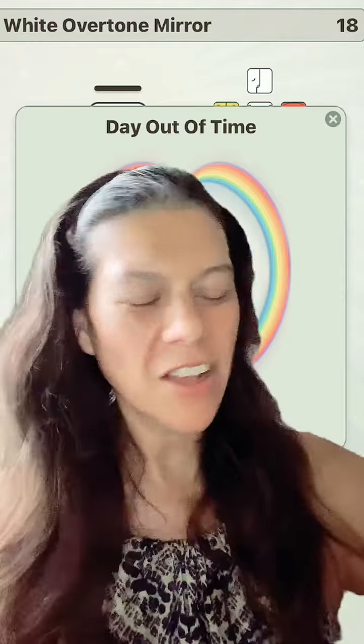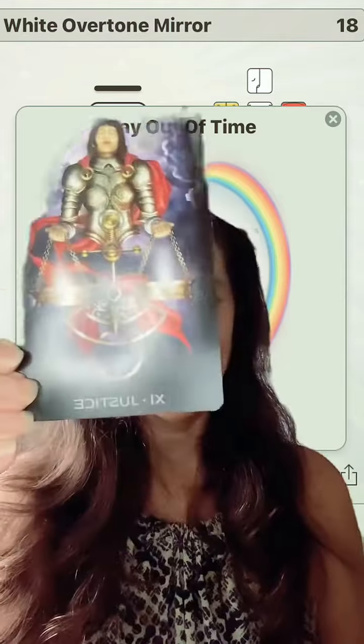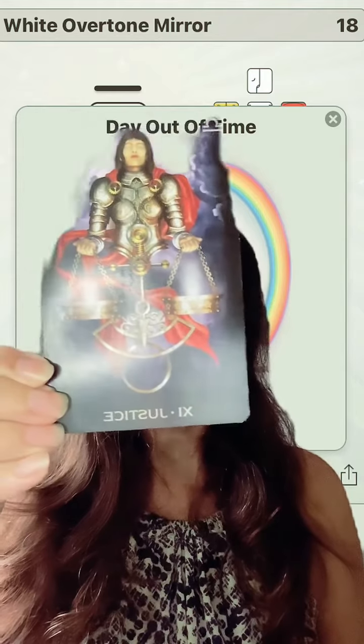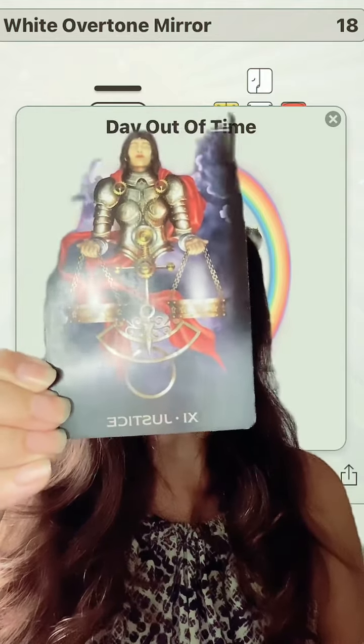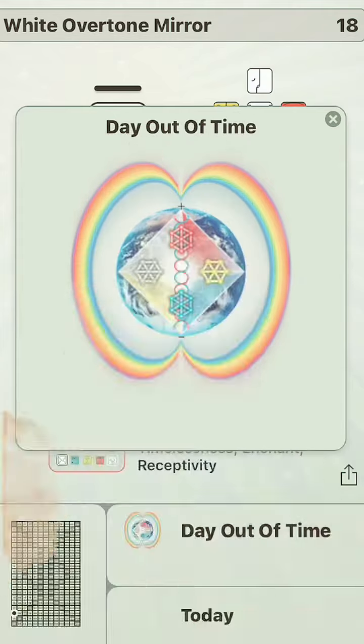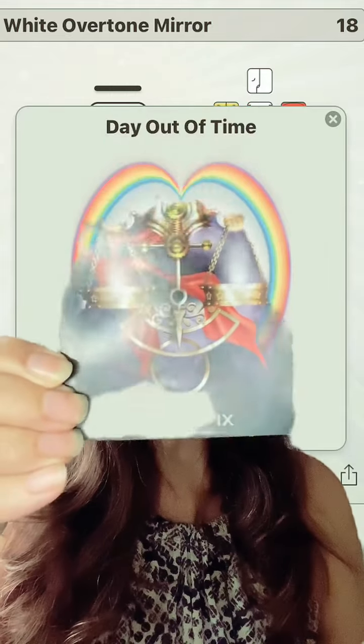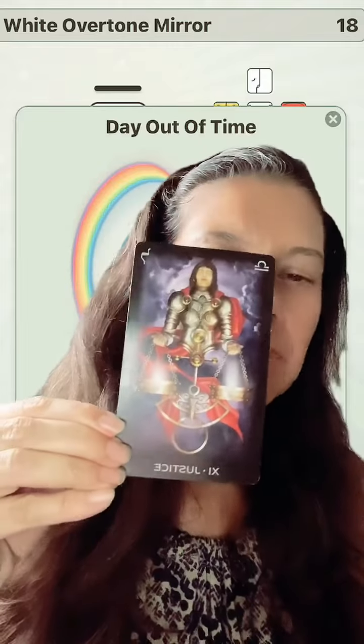Well, this is interesting. Talk about the balance, right? So the card Justice came out. I don't know if you guys can see that, but this is the Justice card. And again, there goes that equality, that balance. Talking about equalizing the right and left hemispheres of the brain.